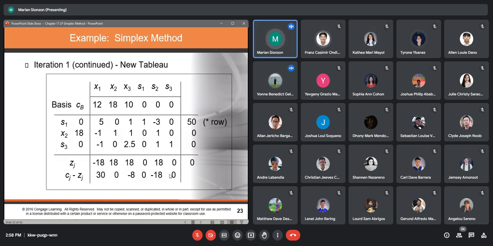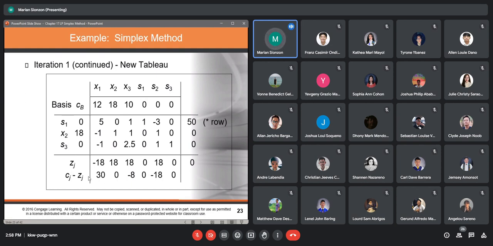Where did we get? It will be what? 12 minus negative 18, miss. 12 minus negative 18. Plus, di ba? 30? Yes, miss. And then 18 minus 18, 0. 10 minus 18, negative 8, and so on. And this one. Repeat the whole process if you have not obtained the optimum solution.